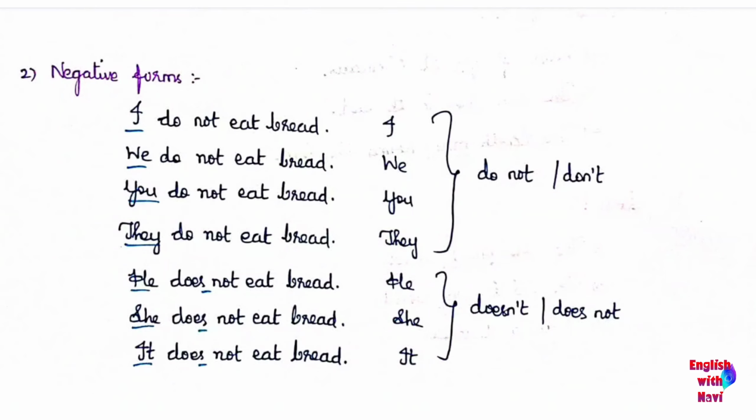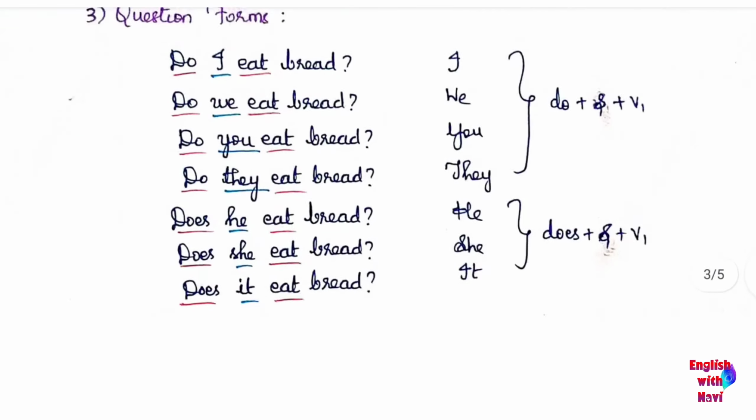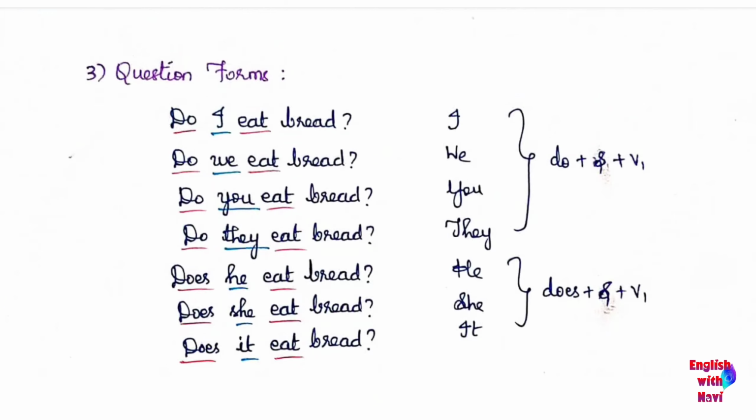Now moving on to the next one, and that would be question forms. Okay, now just look at the question forms. Do I eat bread? Do we eat bread? Do you eat bread? Do they eat bread? Does he eat bread? Does she eat bread? Does it eat bread? In simple present tense, whenever we form questions, what we have to do is add the helping word do before the subject. Alright. When it comes to he, she, it, all you have to do is use does.